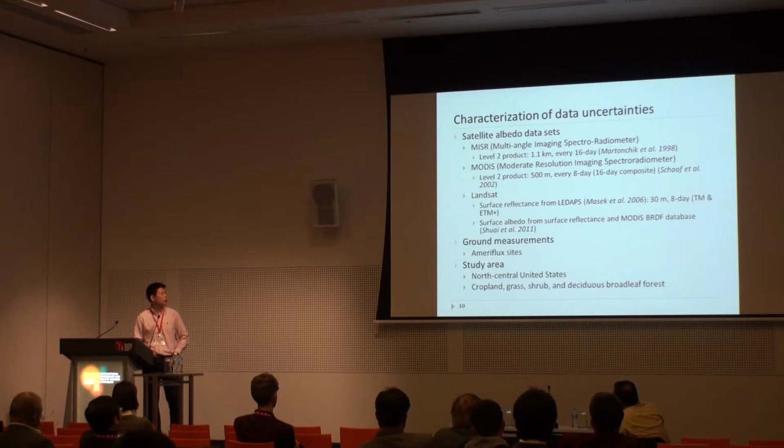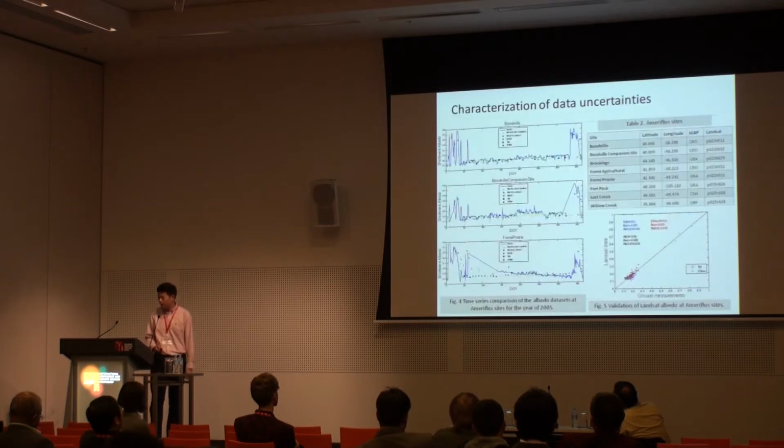This algorithm is actually becoming more and more mature. And we also collect the AmeriFlux sites to evaluate the accuracy. We chose the north central United States as our study area, mainly covering cropland, grassland, shrubland, and some deciduous broadleaf forest.